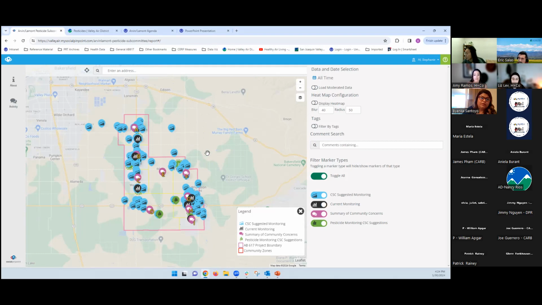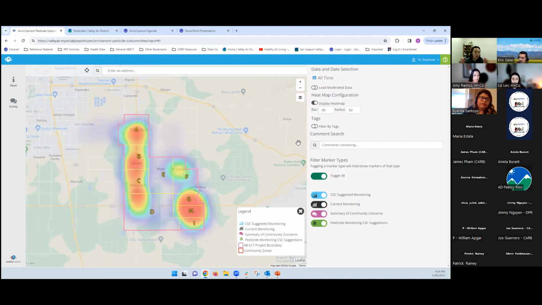And so again, in this map, we are doing what's called a heat map analysis. I'm going to toggle this heat map on, and this turns those little dots into areas that show which areas have more comments versus fewer. And I'm going to filter it so there are only comments that are related to pesticides.